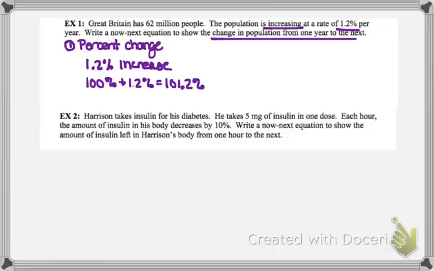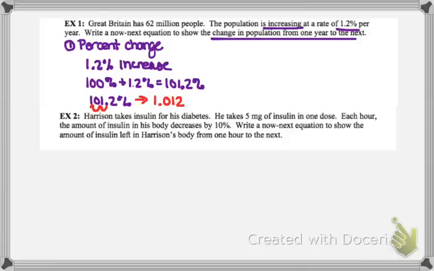So when we convert our percent to a decimal, remember we always move the decimal place 2 places to the left. Your other option is to divide the number by 100, and we should get 1.012. And that's the number we'll use later in the problem.